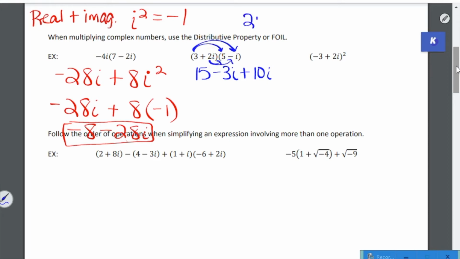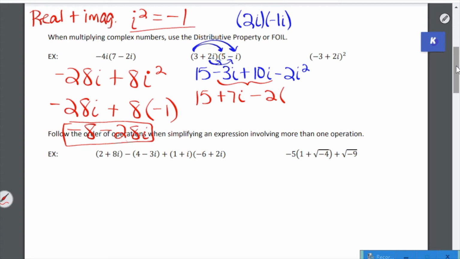I want you to look at it like this. 2i times negative 1i. And 2 times negative 1 would be negative 2. And then i times i is i squared. So let's combine our like terms. We have like terms right here in the center. So we have 15, and then negative 3i plus 10i is positive 7i. And then we have negative 2, but then my i squared, remember my i squared equals negative 1. So I'm going to turn that into negative 1.